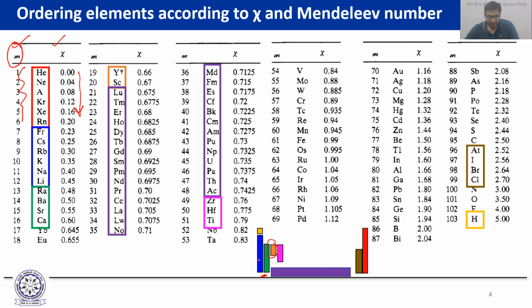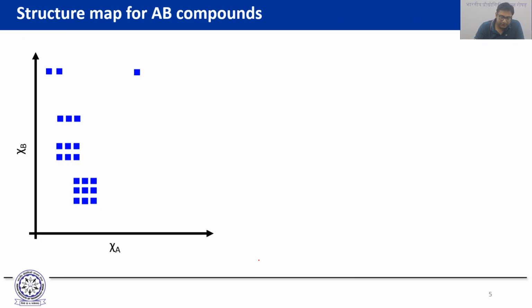So once Pettifor went ahead and ordered his elements in this manner, he now started making 2D plots. This is just like what we discussed. One axis is chi A, the Pauling's electronegativity for element A. The other axis is chi B. And then basically what he does is he takes the combination of different elements and he simply starts plotting them over here. All right. And then he repeats this process for different crystal structures.